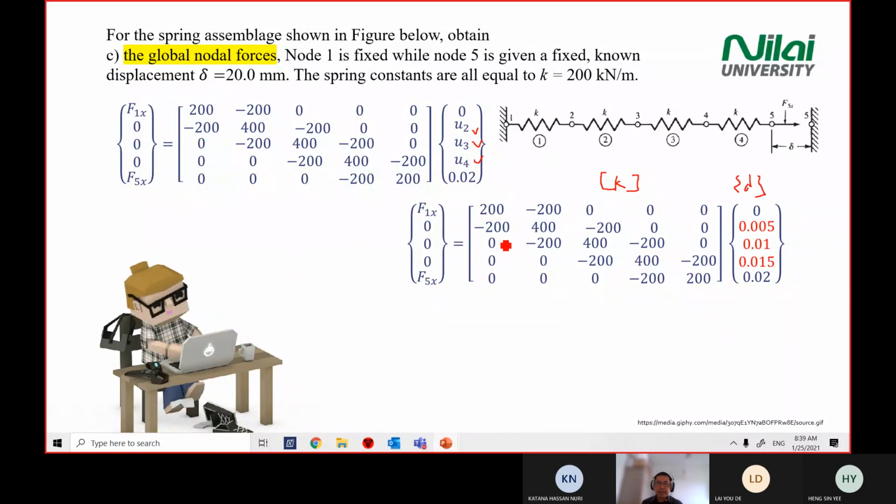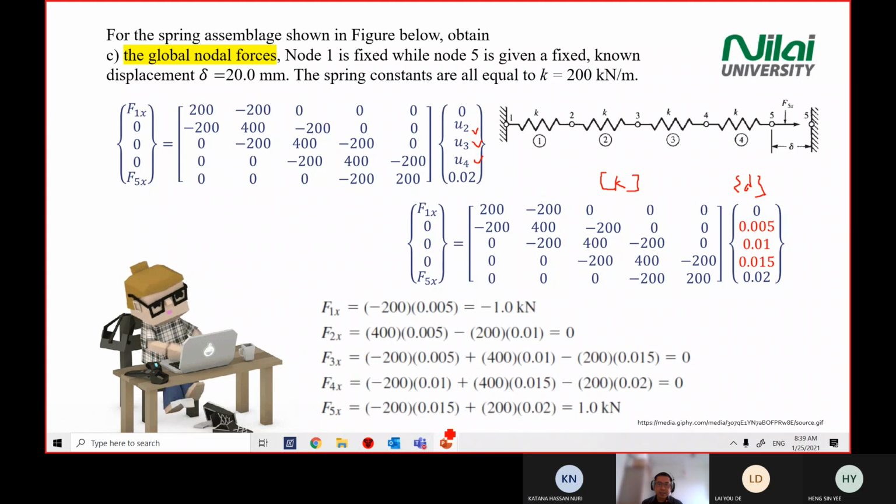Since you already have the complete K and D, you're able to solve for your F1 and F5. Because here you have 5 equations, you only need to find 2 unknowns, so it's more than enough. Okay, so this is just a sample of calculation.